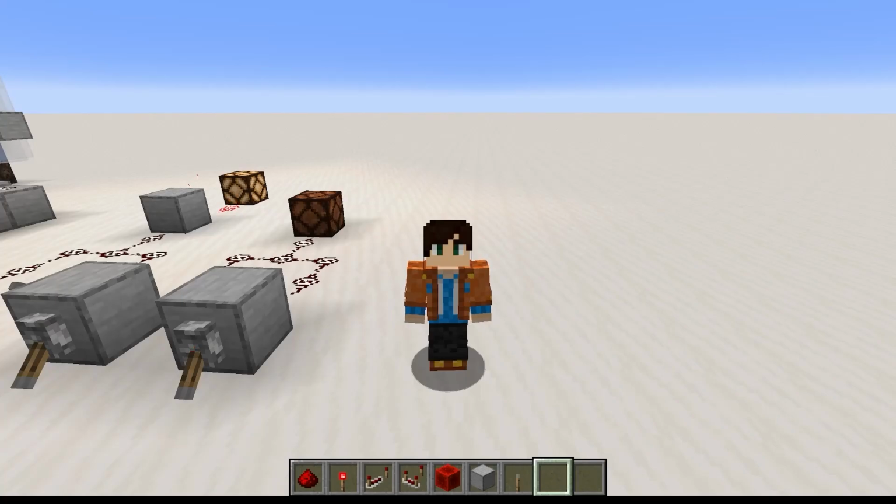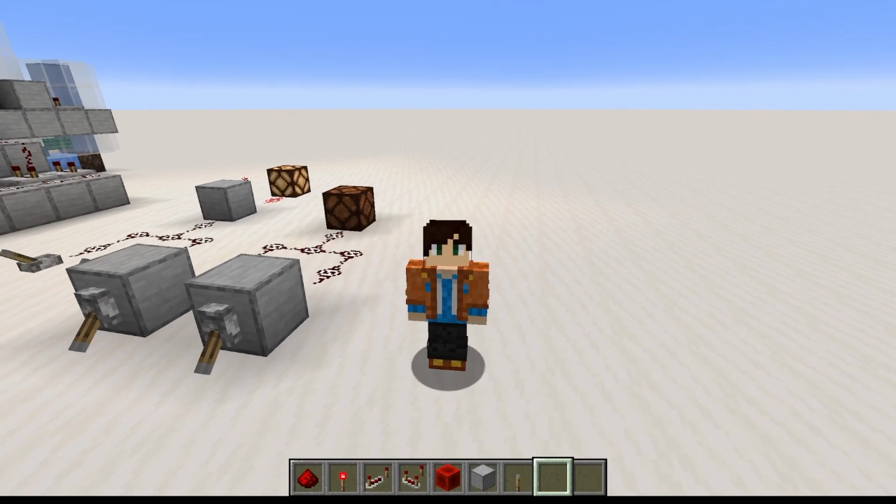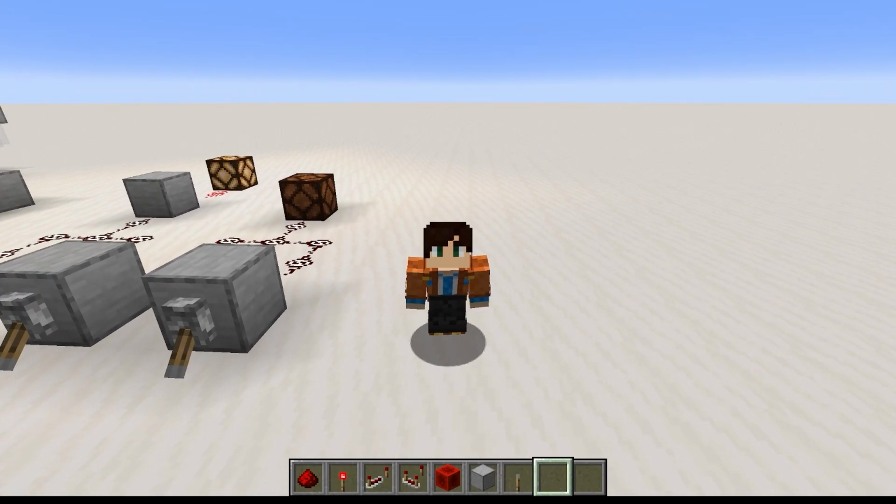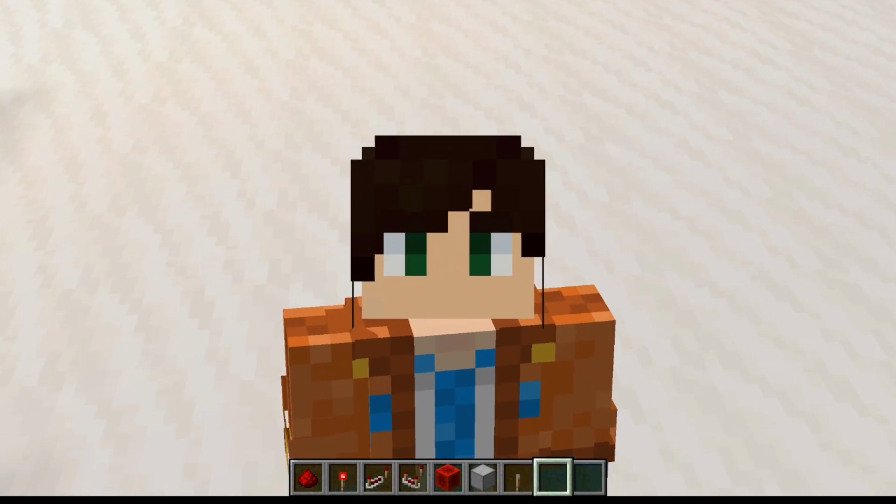Have you ever wanted to design a redstone machine that could act on its own? Things like traps that wait until the perfect moment to activate? For that, you need what's called an AND gate. And that's what this lesson is all about.